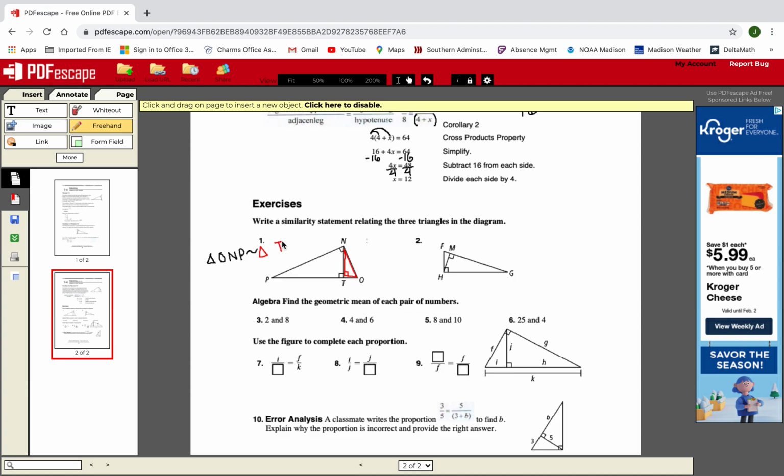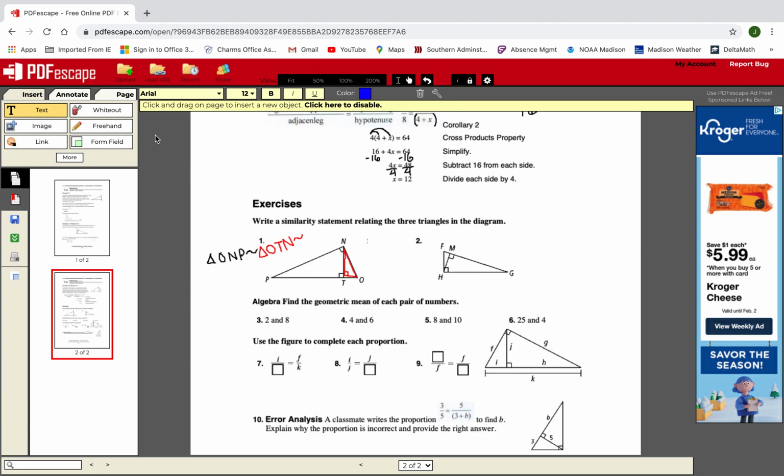So how do we know where the N and the O go? Well, if you turn this triangle around so that it looked like just a shrunken version of ONP, then you would see that the N in the red triangle matched up with the P in the big triangle. So N goes here, and O goes here. So ONP is similar to triangle OTN, which is similar to, let's change colors again.